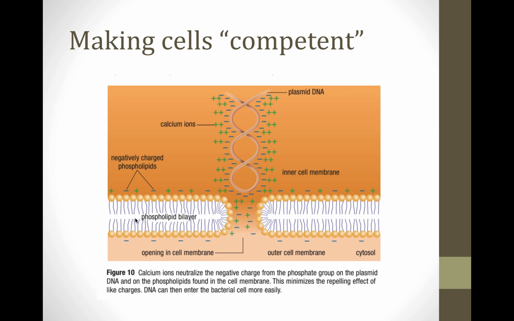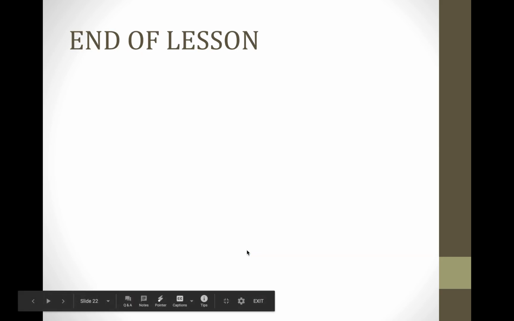So you can see this is the phospholipid bilayer. The calcium ions are all surrounding here to make it all stable. And now this plasmid DNA can go in. And that's it for now.